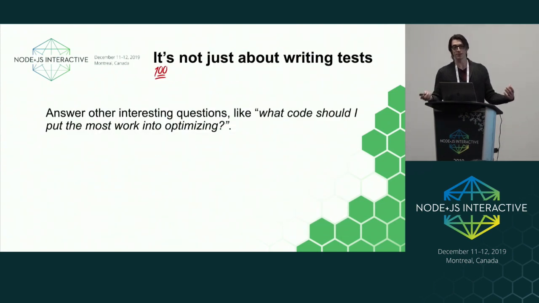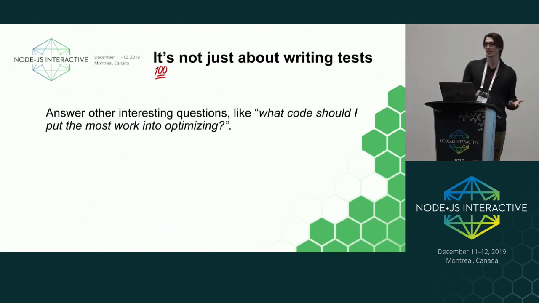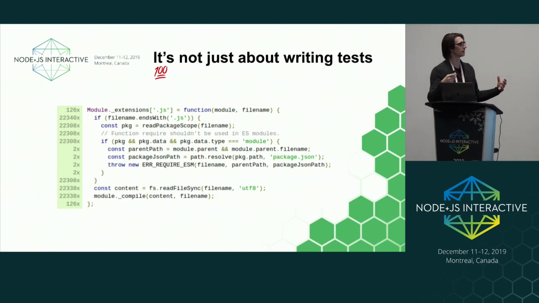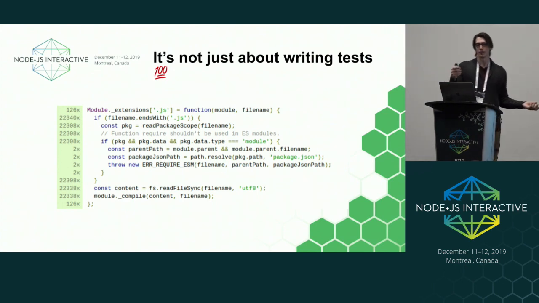But I would like to point out, too, that code coverage is not just about testing. There's other interesting approaches you can use it for. One such approach is that you can use it to say, what parts of my program should I think about optimizing more? So this is, again, from the full test suite run of the Node.js project. We can see that a few of the lines of code are hit 22,000 times during that test run. A few of the lines of code are hit twice.